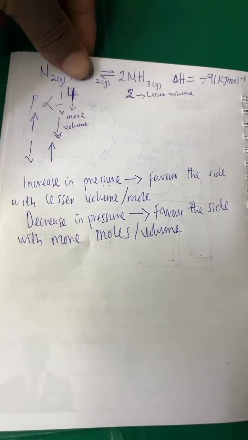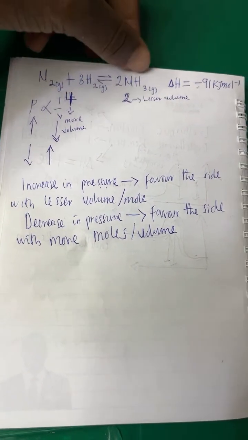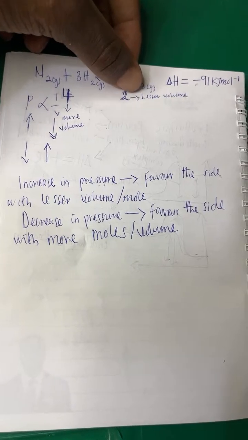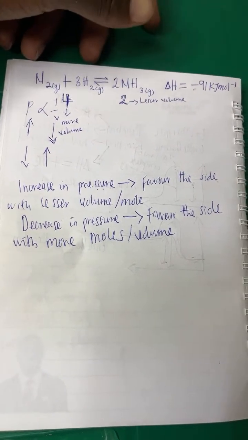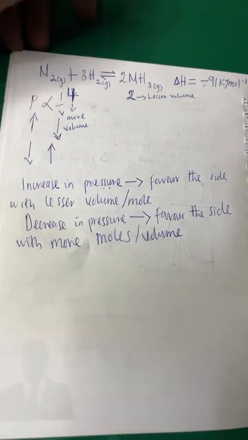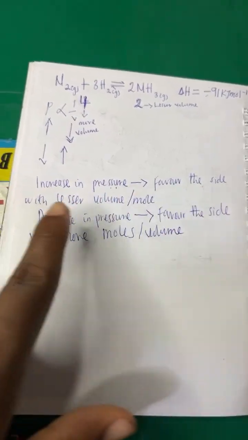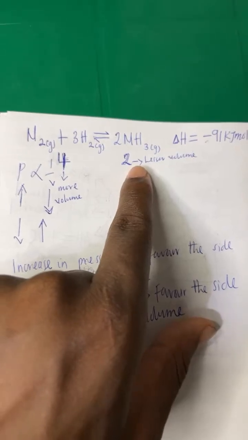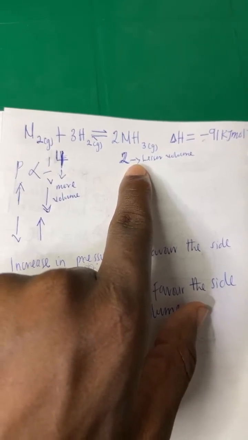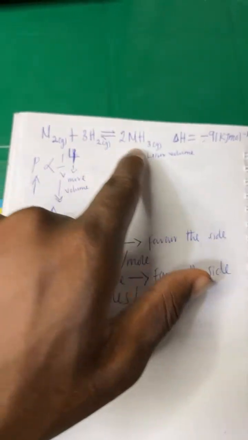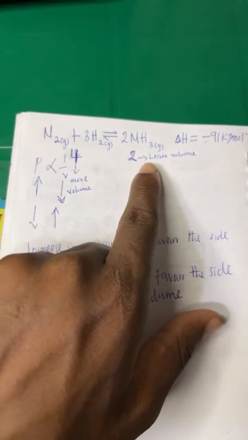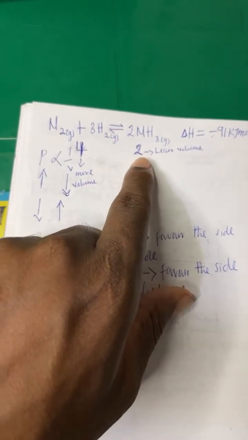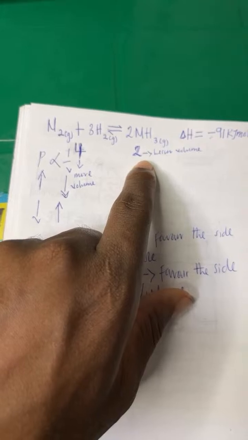And here at the reactant side, we have 4 volume or 4 moles, and at the product side, we have 2 moles or 2 volume. Correct. It will favor the forward reaction because I said that an increase in pressure will favor the side with lesser volume. In this particular reaction, the product side, which is ammonia gas, has 2 moles, and that is lesser volume. So it will favor the forward reaction. The forward reaction is the one that has small volume or small mole, as you can see.